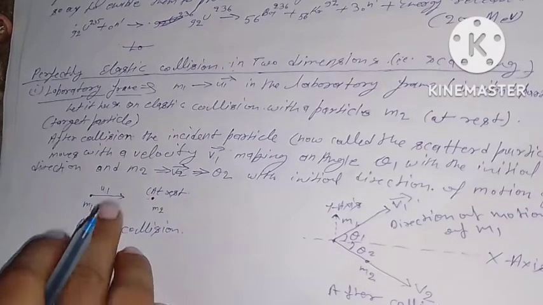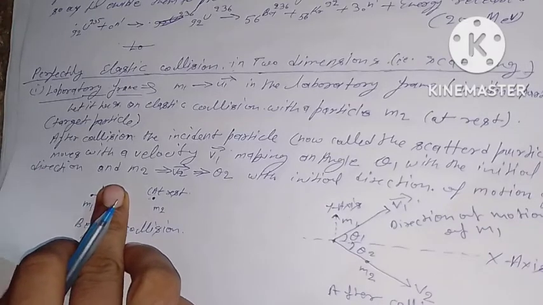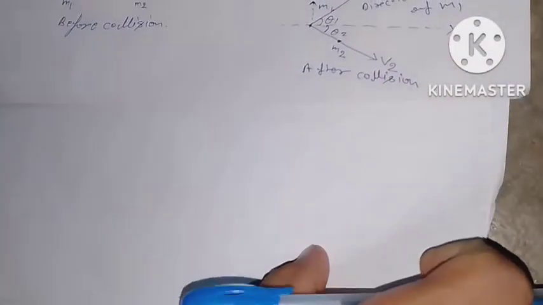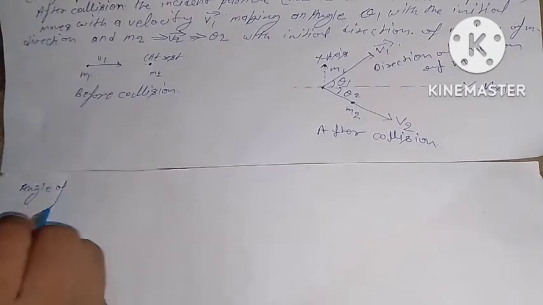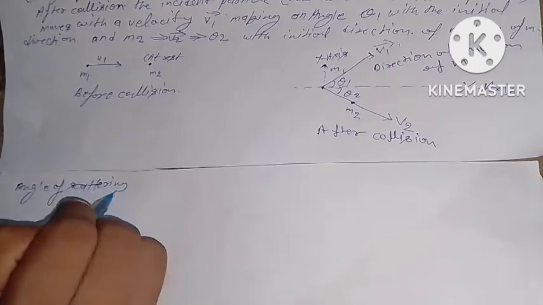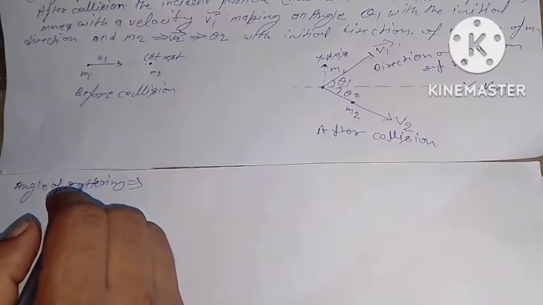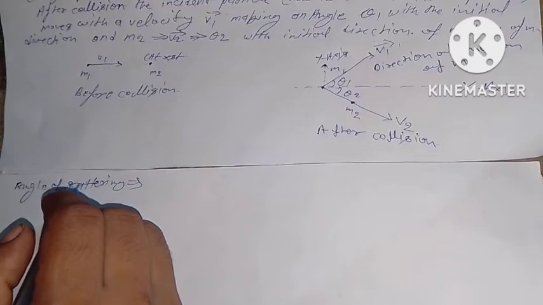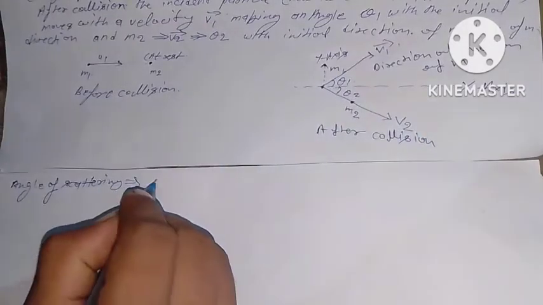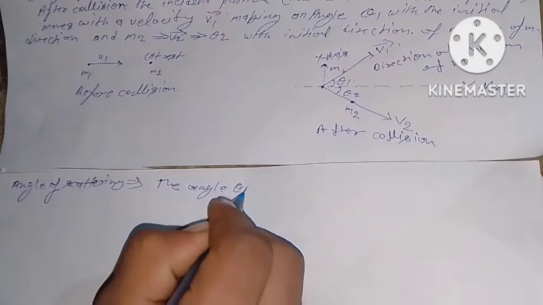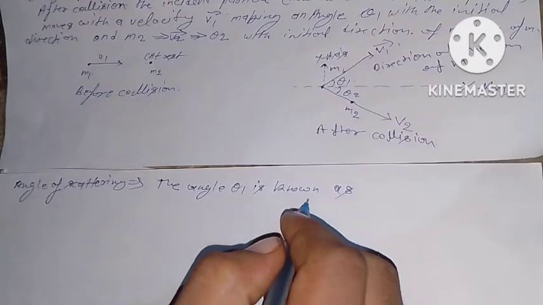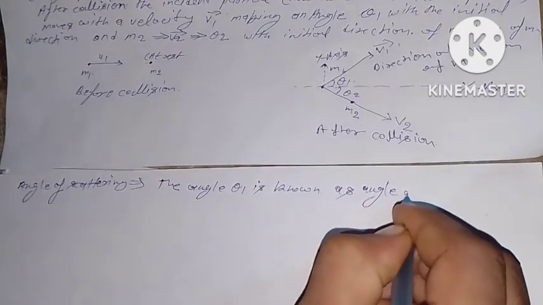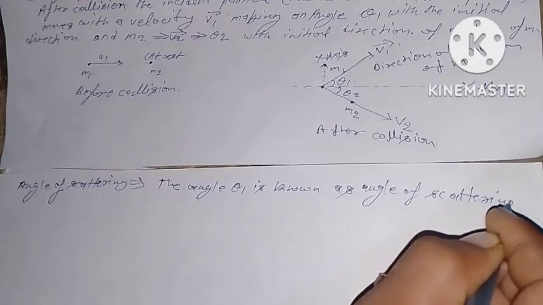Next is the angle of scattering. What is the angle of scattering? The angle theta1 is known as the angle of scattering.